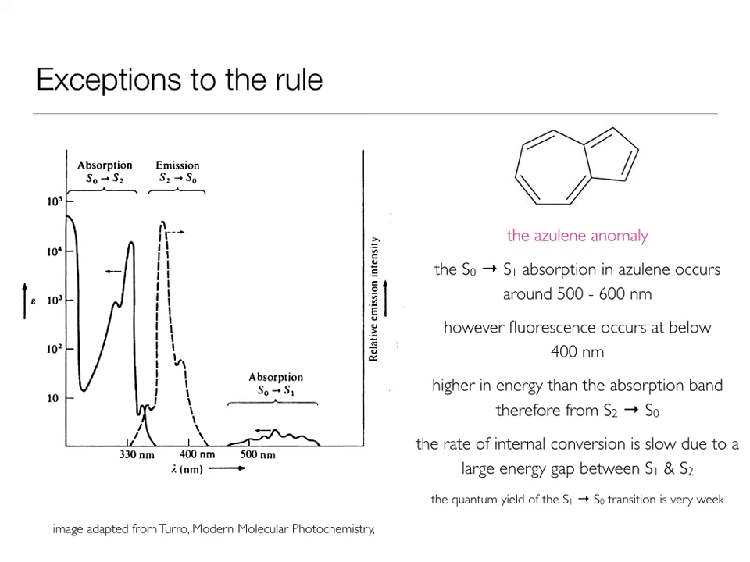The reason for this is that there is a very, very large energy gap between the S2 level and the S1 level, and so the rate of internal conversion, the rate of vibrational relaxation, is very, very slow, and this gives the molecule time to fluoresce from this S2 level. Azulene, however, is unusual. Almost everything else will emit from the excited state singlet, from the first excited state singlet or the first excited state triplet.